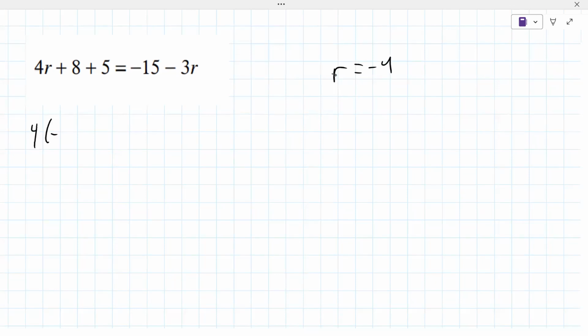All right, so 4 times negative 4 plus 13. That's negative 3, negative 15 minus 3 times negative 3. Negative 4, sorry, is also negative 3. Good, really good.